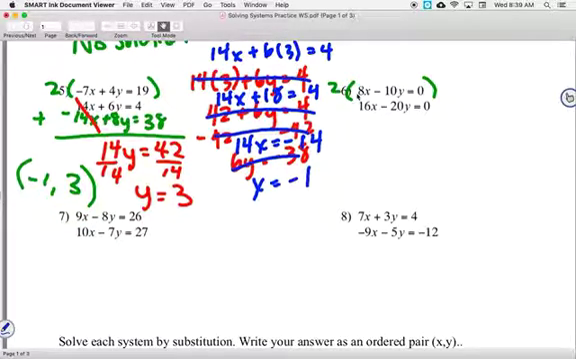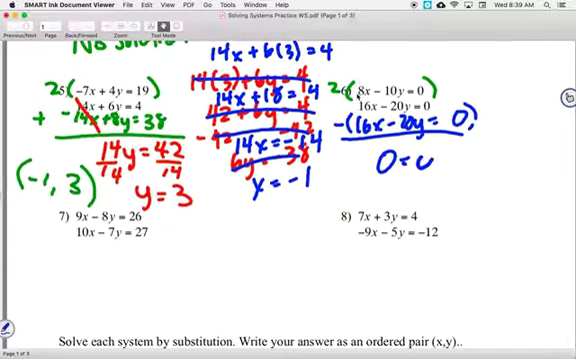Riley? 0 equals 0. Wait, let's do the first step here first. So I get, what's 2 times this stuff? 16x minus 20y equals 0. What do we notice about these two equations? They are identical. So what's going to happen when I subtract the bottom one from the top one?